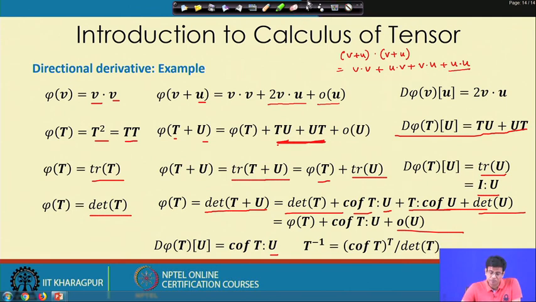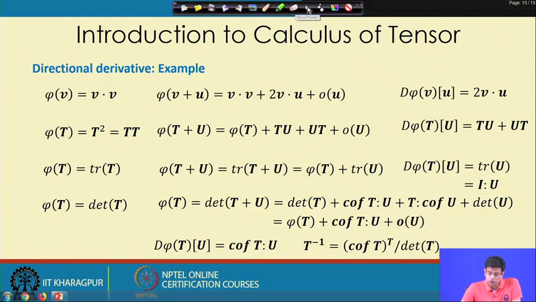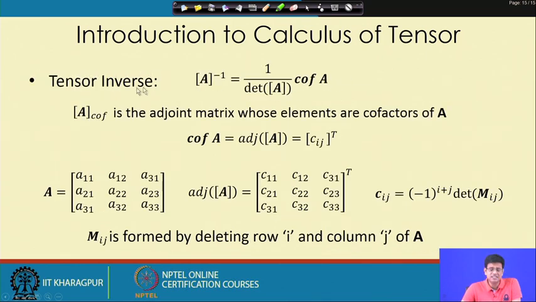In matrix algebra, we have seen this and we will just note it a little. So, this is the tensor inverse. Actually, if I had to take the inverse of A, from matrix algebra knowledge we can write the cofactor of A divided by the det of A. Now, the cofactor of A is essentially the cofactor matrix or the adjoint matrix, right. So, let us see how this cofactor matrix is computed.